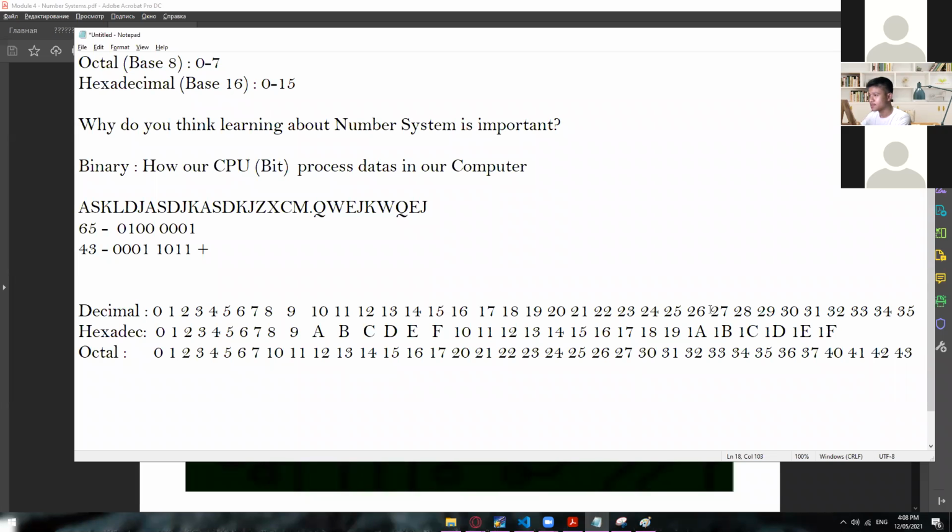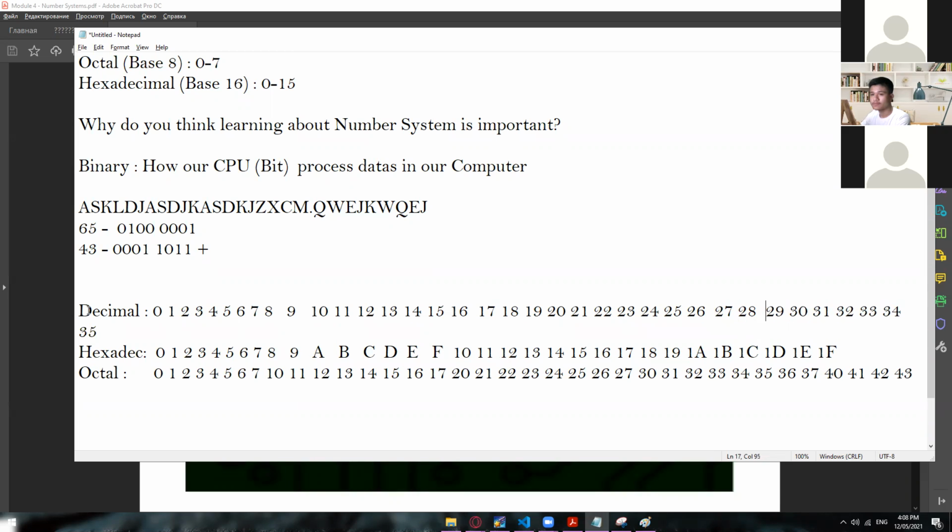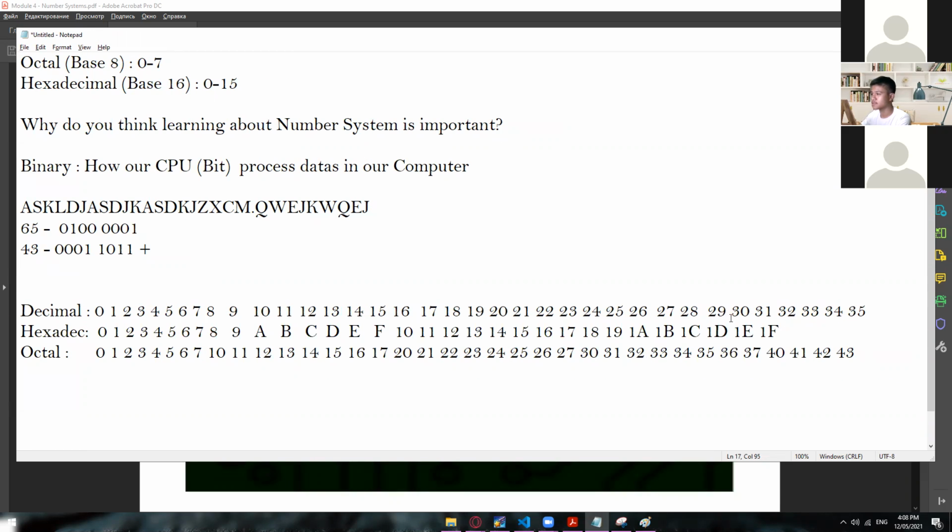Let me just align this one. Oops, I need more space. There you go. Once you reach F, you have to go back to the previous sequence of numbers. After 19, we have 20, 21, 22, and then 23.